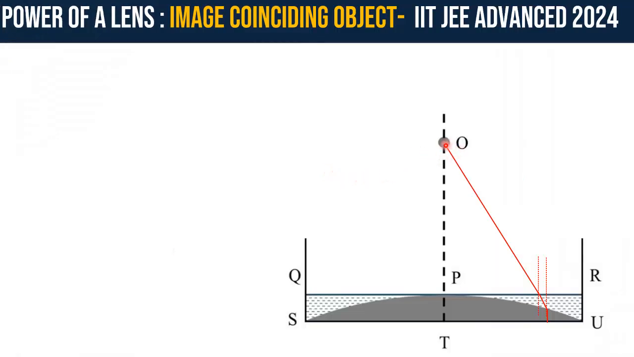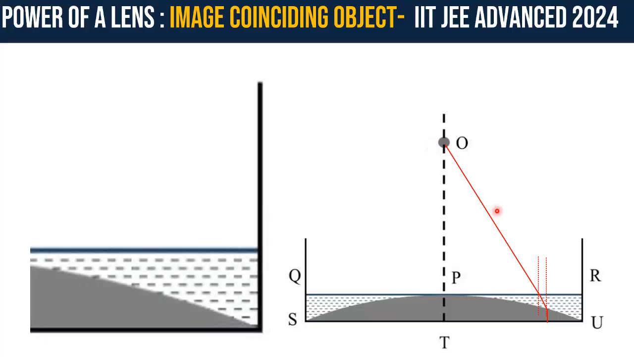Now the main thing of this problem is the image and object coincide. This means a light ray going like this has to come in the same way, so you have to retrace its path. And it can retrace its path only if this light is perpendicular on this surface. This surface is mirror. So if light ray is perpendicular on this surface, it will be reflected back and then it can go to the same position so that the object and image can coincide.